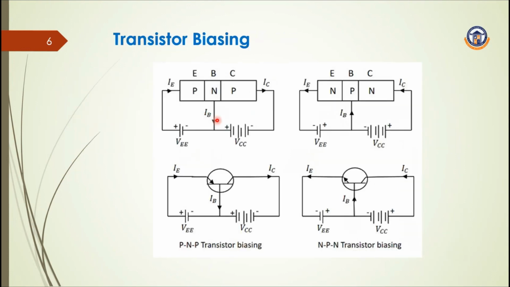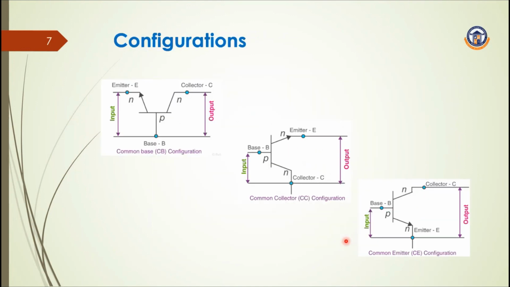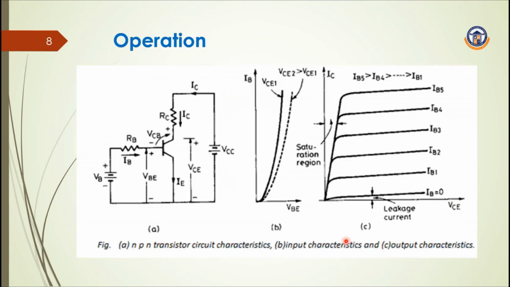Transistor biasing. You can see the biasing of transistors based on the configurations. There are three configurations: common base, common collector, and common emitter configurations. Based on the biasing given to the transistor, it can be operated in three operating regions as you can see: cutoff, active, and saturation.